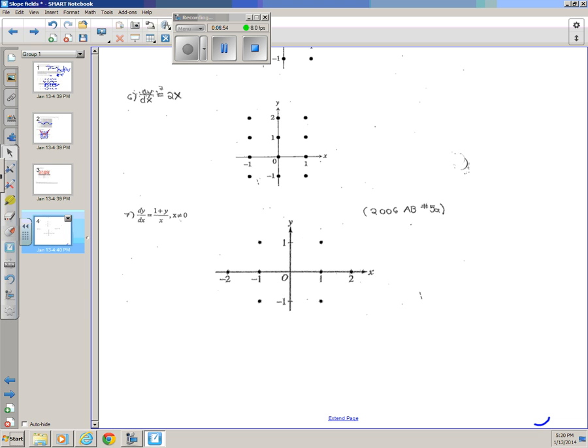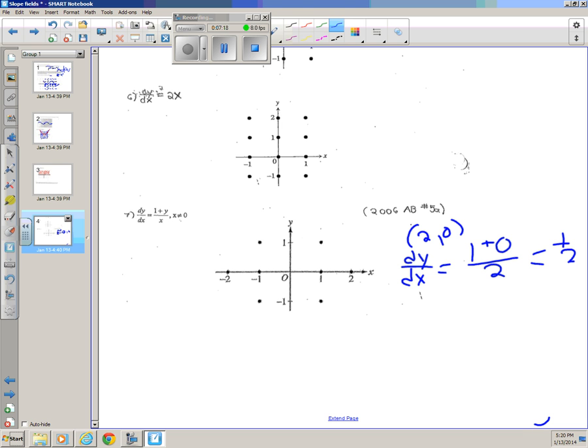Okay, so let's go over to the next page. Because again, this isn't really that hard. You don't have to be exact. But let's look at number 7, which was an AP question. So we can find the slope of the original function at any point. So let's start with 2, 0. When x is 2 and y is 0, to find the slope at that point, I plug in 0 for y and 2 for x, and I get a half. So the slope of my original function at this point is a half.